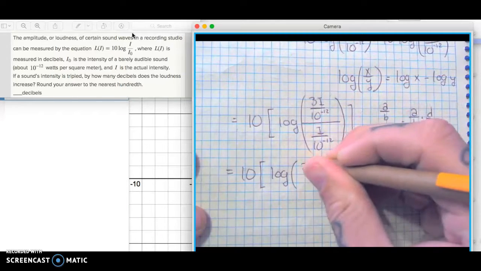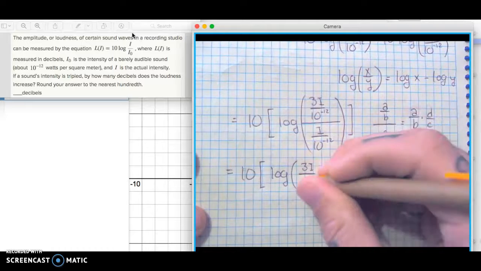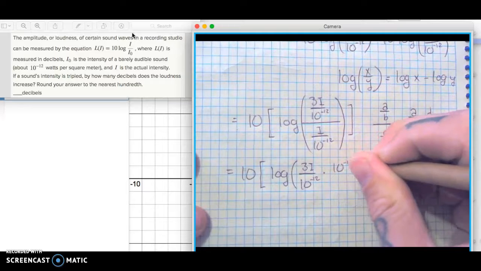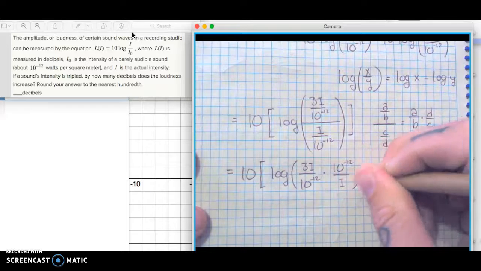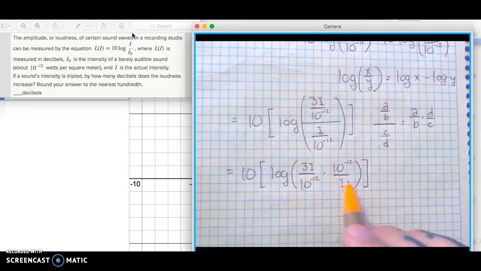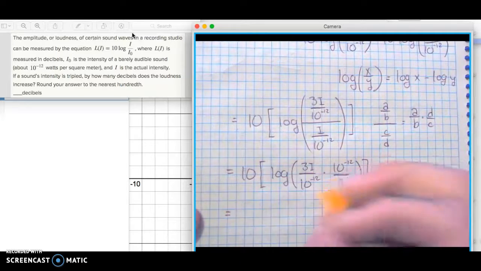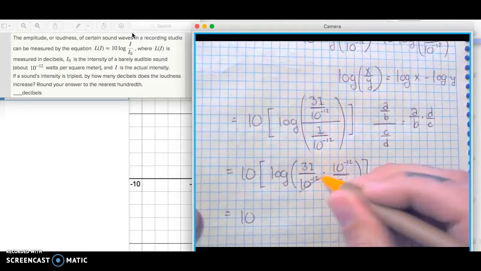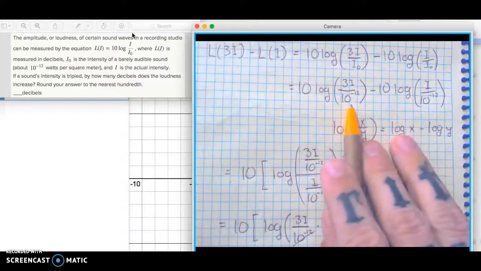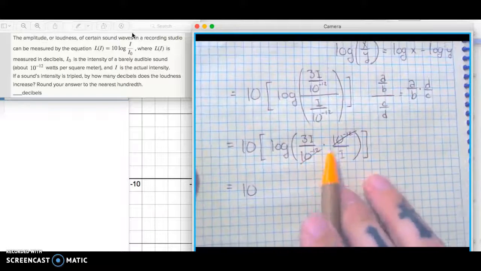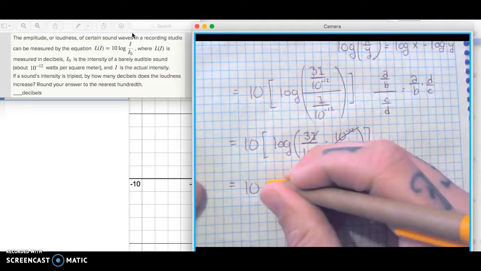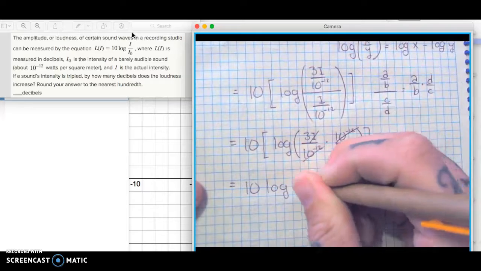So we have 3I over 10 to the negative 12 times 10 to the negative 12 over I. And now we can condense this by just multiplying straight across, and you can notice with cross multiplication that these two I naughts cancel out. So technically we didn't even have to substitute 10 to the negative 12 here. We could have left it as I naught. It's going to cancel out anyway, and notice the I's also cancel out. So what we actually have is just 10 log 3.